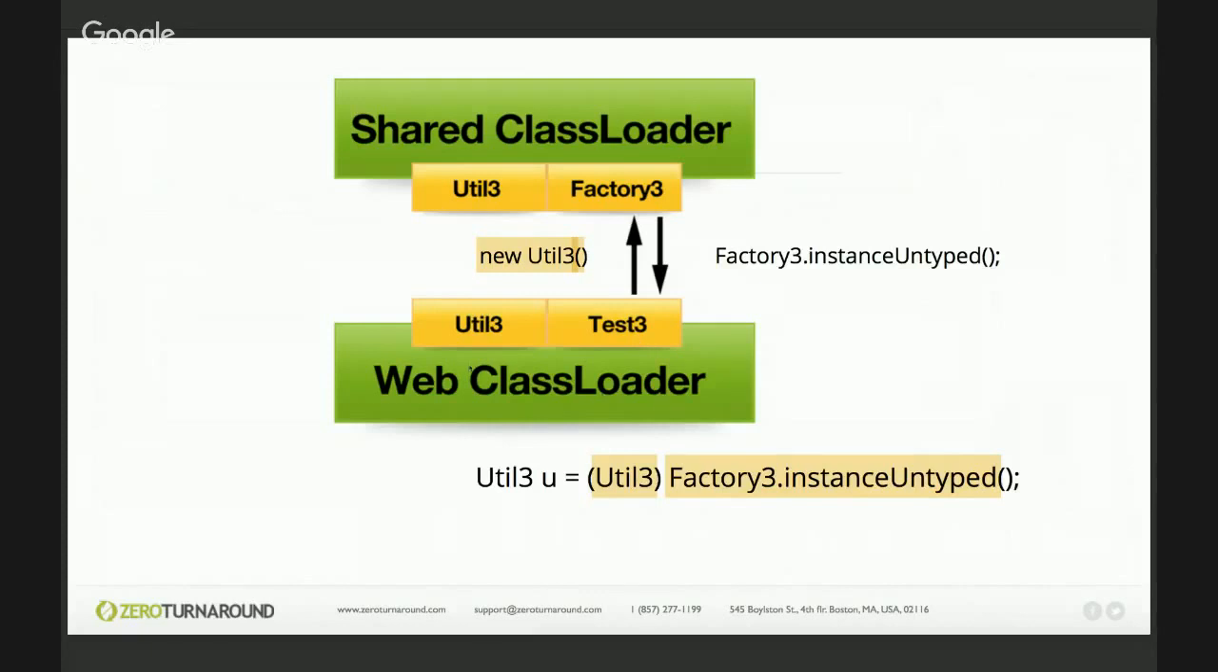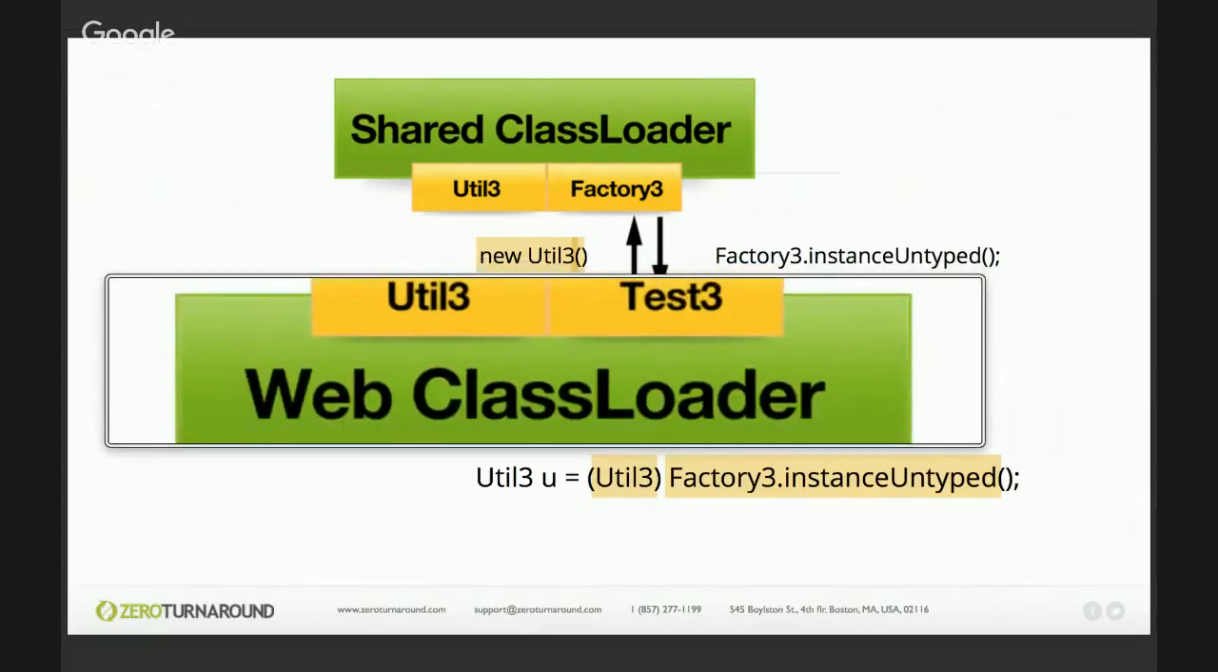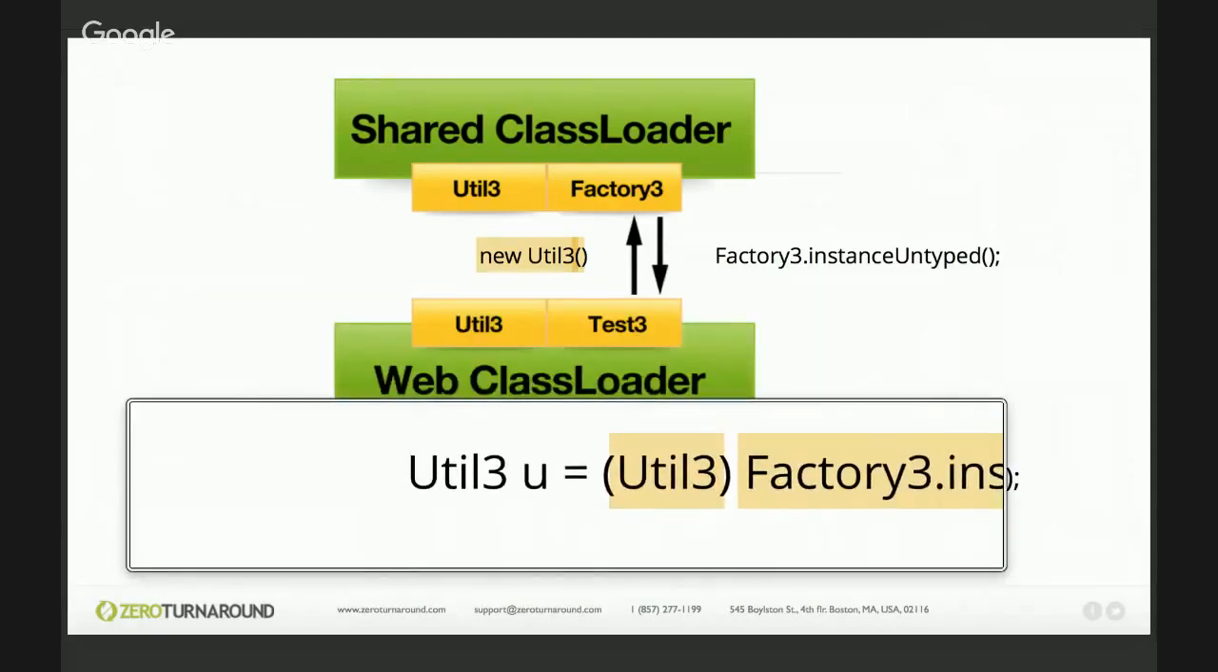However, this util3 has the identity of the util3 class name, the same package, and an ID of web class loader, which conflicts with the ID of shared class loader. And that's why we get a ClassCastException here, because the two util3s look like two different classes to the JVM. In fact, they are so different, it might as well be different bytecode, different class name, different package name, and so forth. Any questions on that?